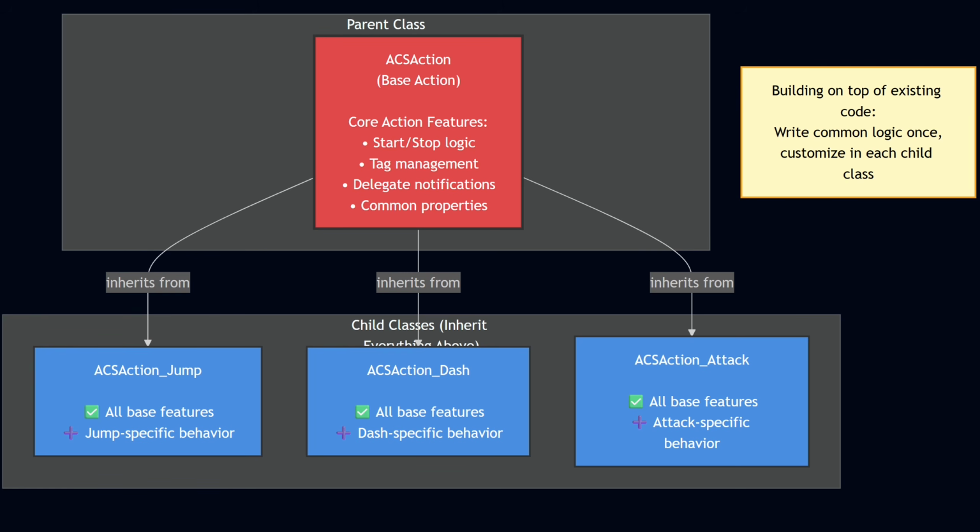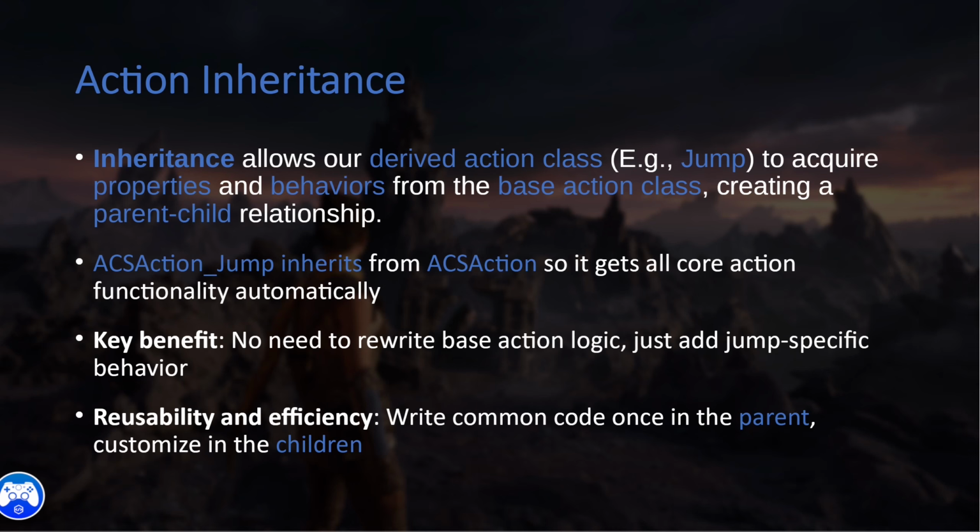The key benefit is that the jump action inherits all the base action features, so there is no need to rewrite the base action logic. We just need to add jump-specific behavior onto our jump action. We've actually already been taking advantage of this feature in Unreal Engine. The action class inherits from a data asset, while our action component inherits from an actor component.